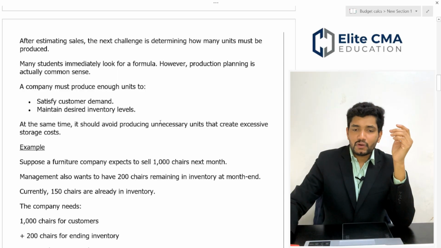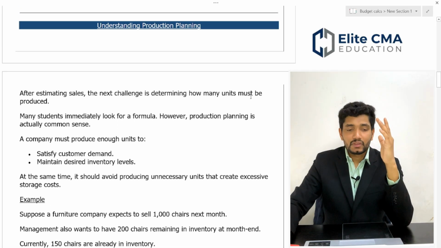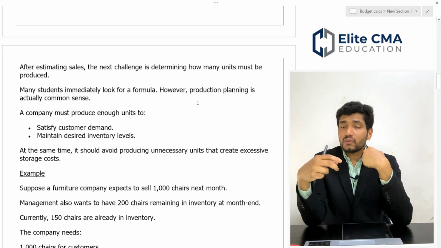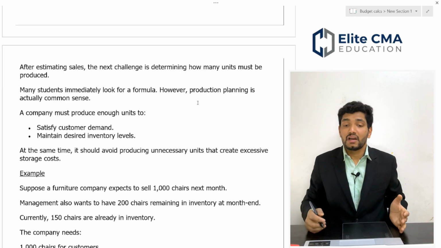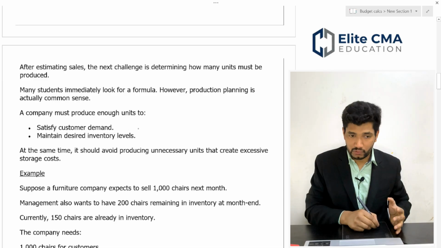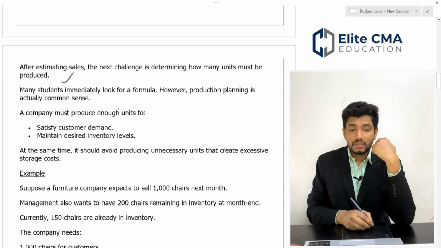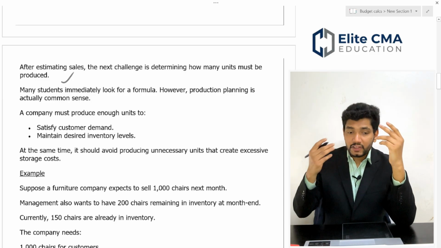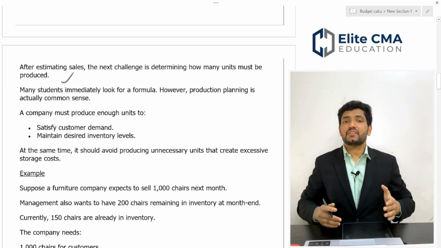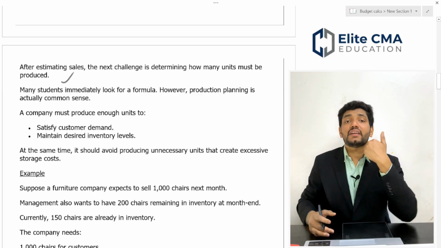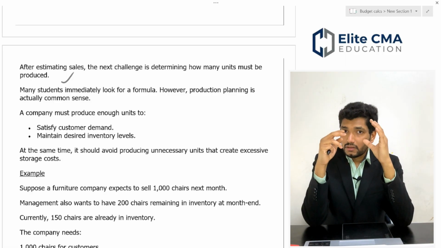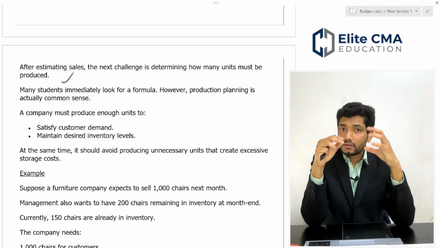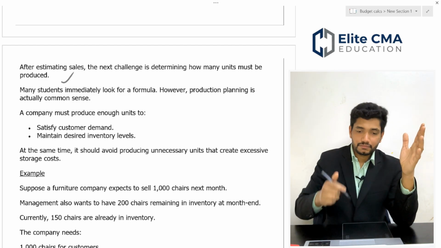Okay, now let's try to understand production planning. Once you estimate your sales, now you have to determine how many units you should produce. A company must produce enough units to satisfy the customer demand, plus they have to maintain the desired inventory level as well. Again, they can deduct the beginning inventory from that total quantity.